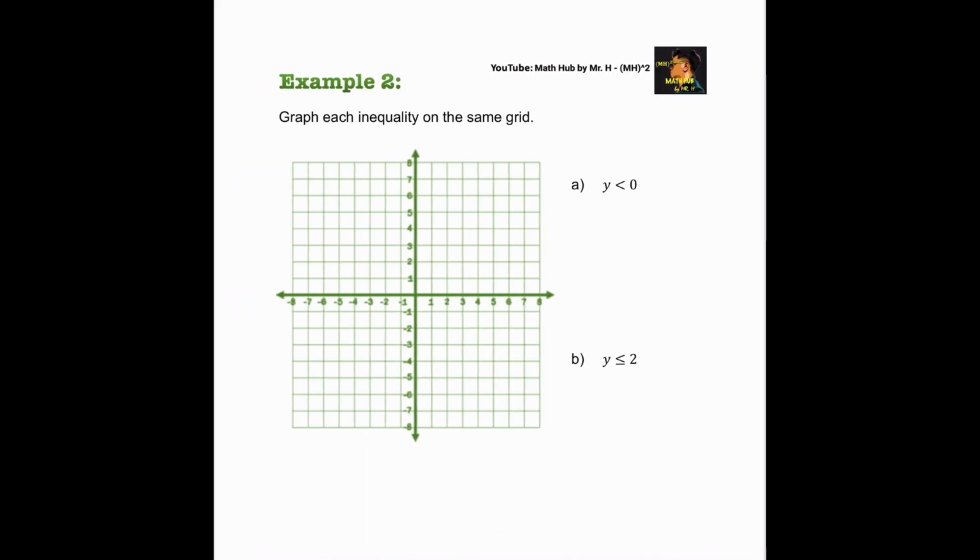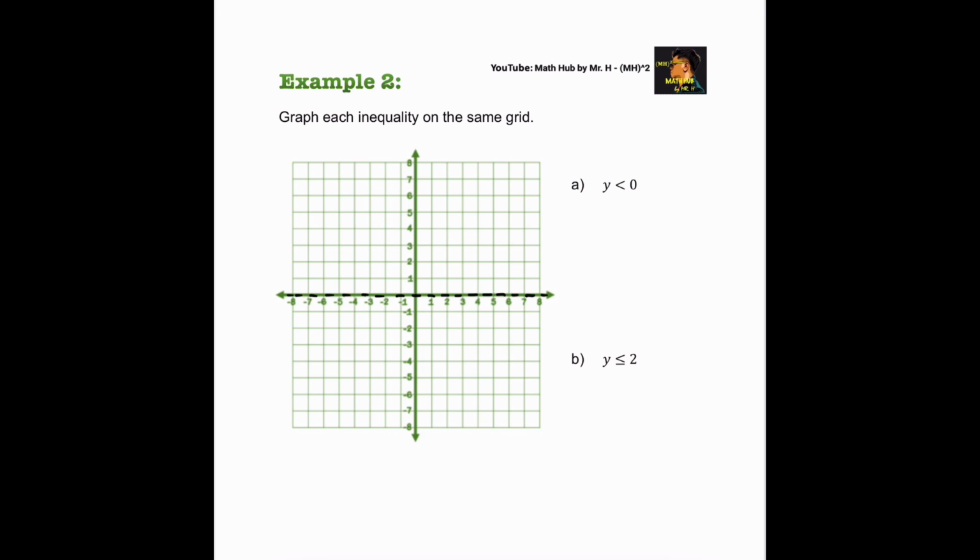All right, we were given y variable only. So that tells us that the line will be horizontal. Okay, letter A, y less than 0. So 0 is here, the origin. The inequality is less than, so definitely the line should be dotted or broken line. So that is the line graph.